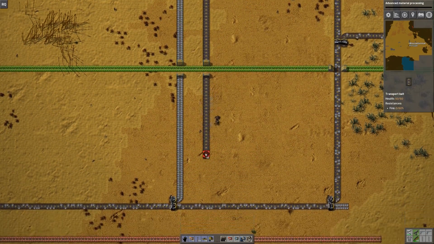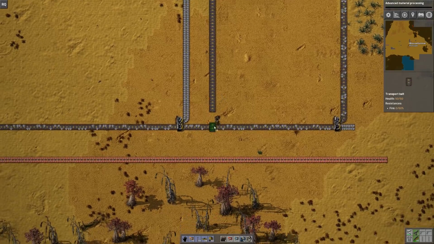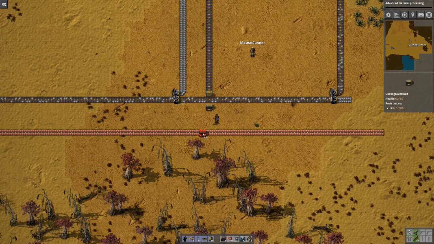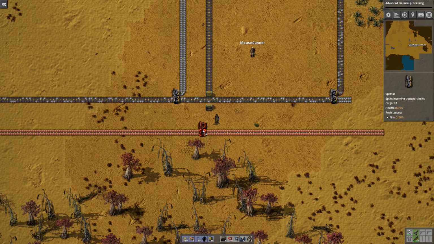And you'll notice we talked about last time my style of underground belt, just kind of this immediate connection. Again, not necessarily a right or wrong way, just easier for my brain.